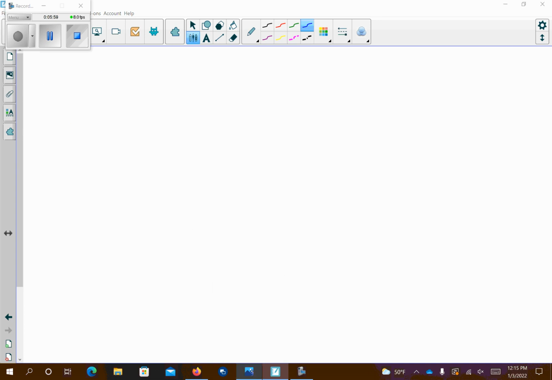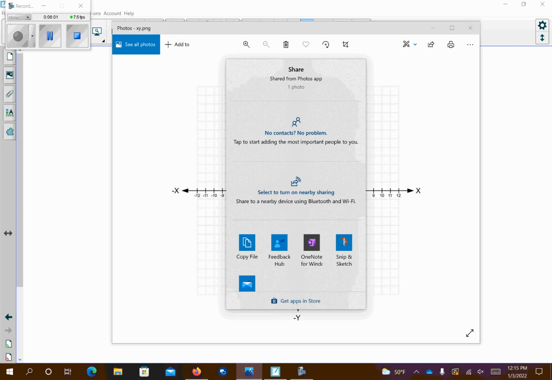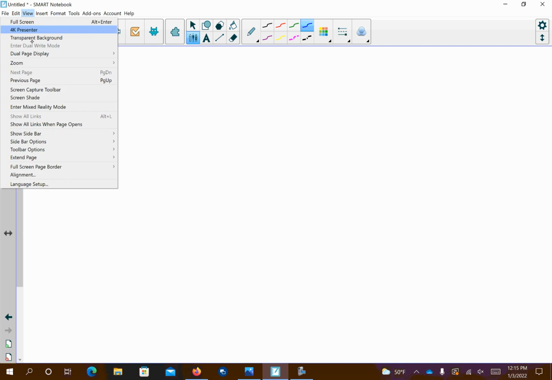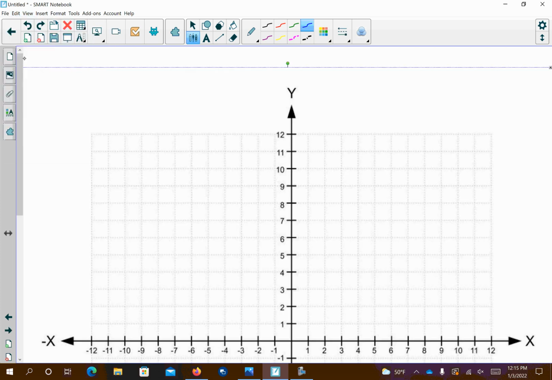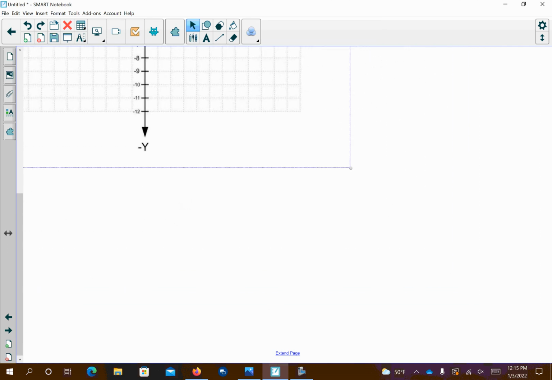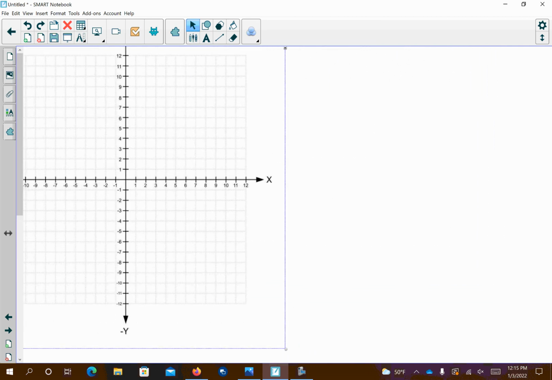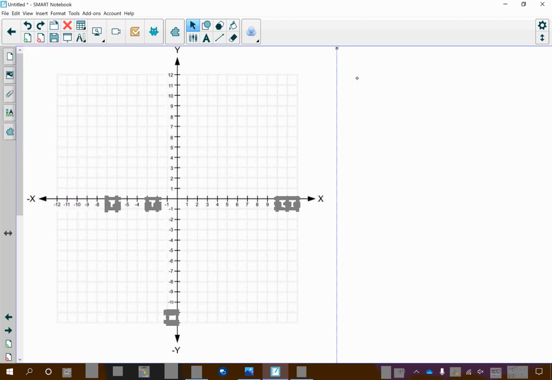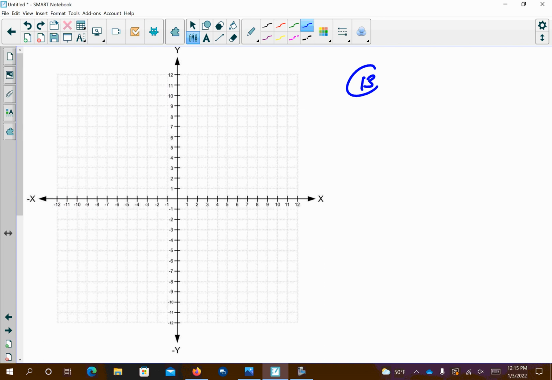Number 13, we need to bring our graph back. So number 13, we get y equals 4x plus 3. So let's go ahead and graph that first. So y-intercept here, up 4, right 1. Solid line because it's equal sign.